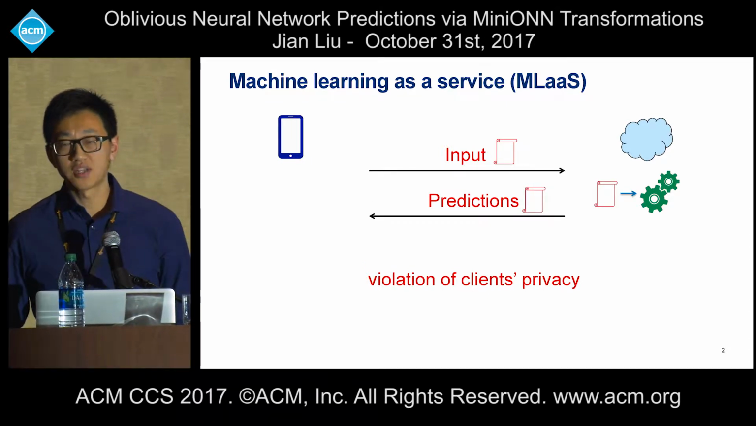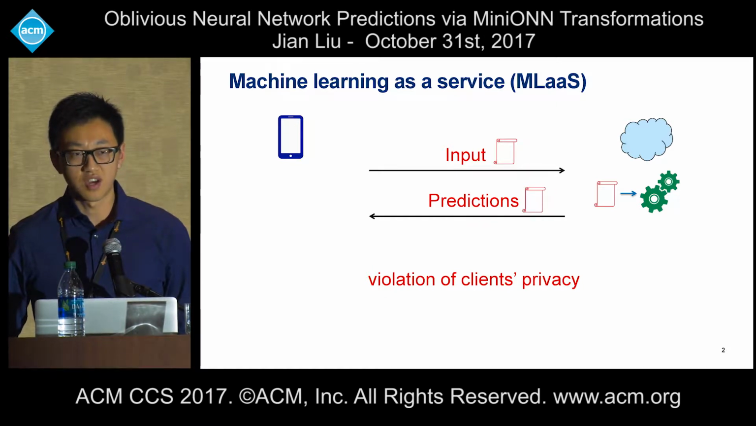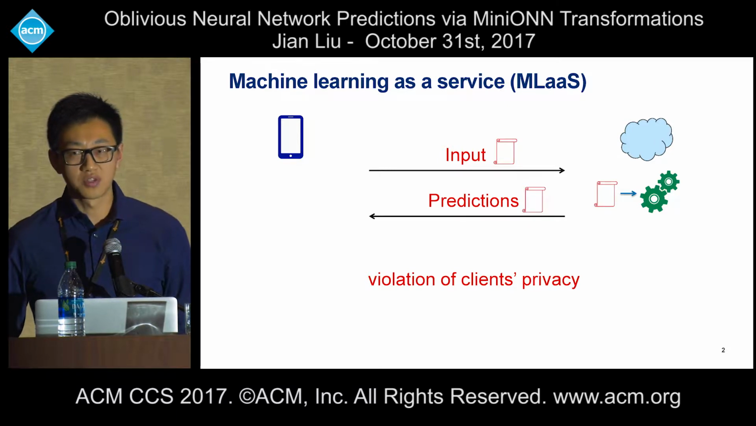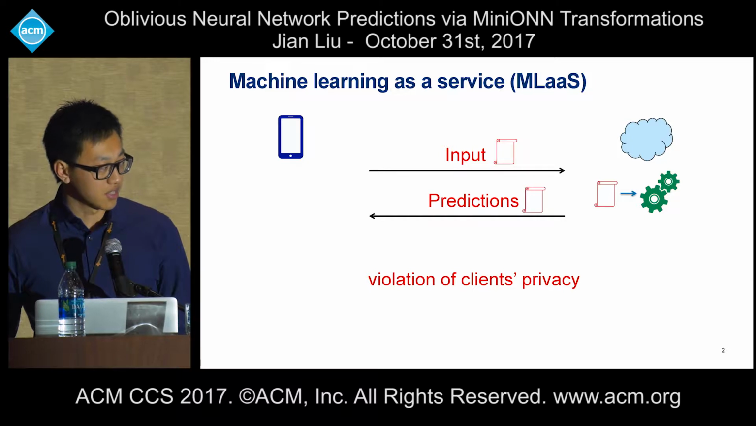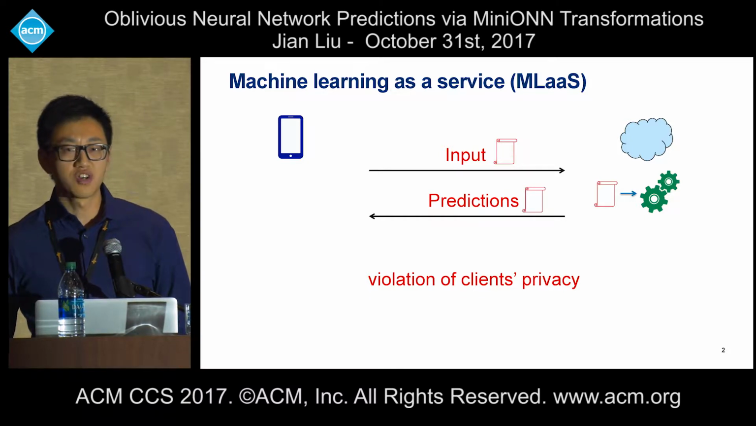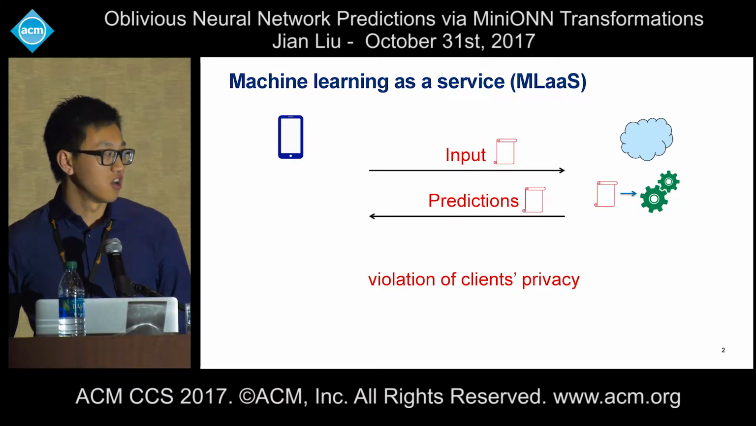Let's take Google Translate as an example. The server uses the model to translate the sentences submitted by the client. In this case, the client has to reveal their input to the server. In some scenarios, like online medical diagnosis, the input can be very sensitive. If the server is malicious, it can misuse the data. For example, instead of doing online diagnosis, it can profile the user or sell the data.